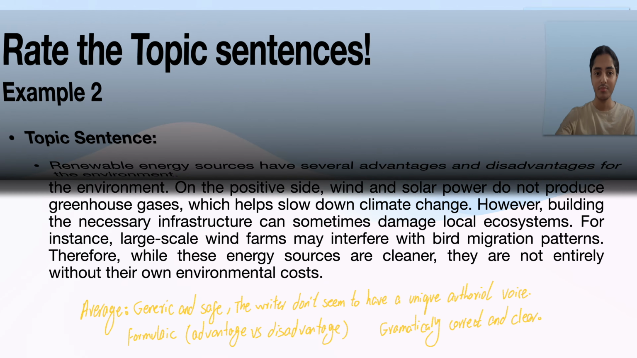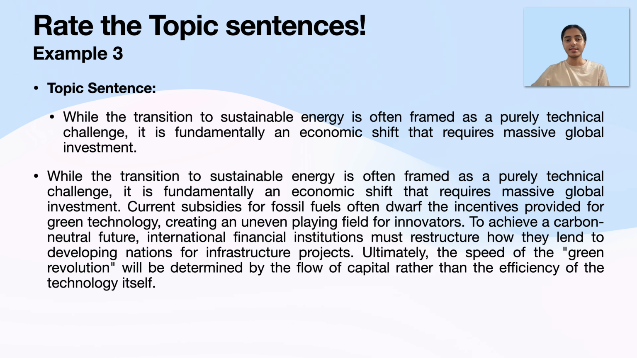Let's look at another example. Example 3. While the transition to sustainable energy is often framed as a purely technical challenge, it is fundamentally an economic shift that requires massive global investment. Current subsidies for fossil fuels often dwarf the incentives provided for green technology, creating an uneven playing field for innovators. To achieve a carbon-neutral future, international financial institutions must restructure how they lend to developing nations for infrastructure projects. Ultimately, the speed of the green revolution will be determined by the flow of capital rather than the efficiency of the technology itself. Let's look at the topic sentence once again.